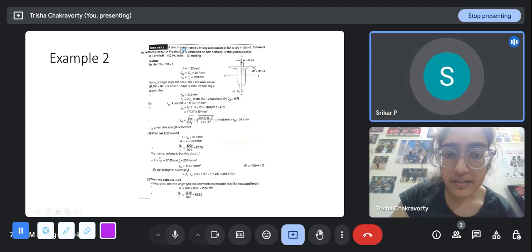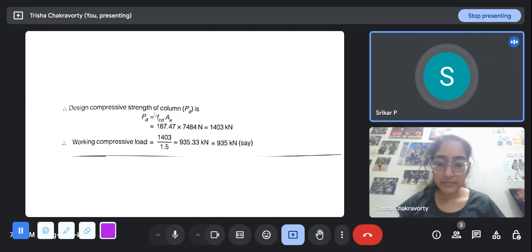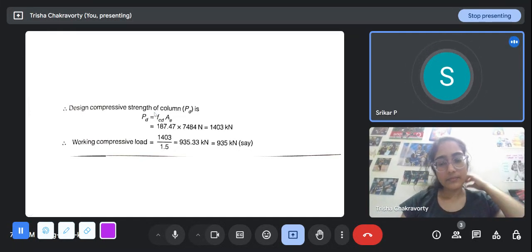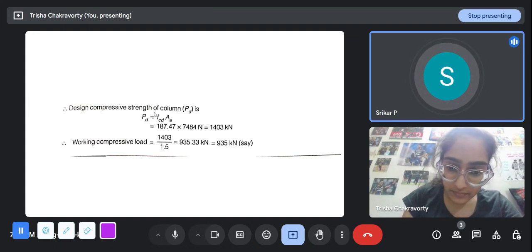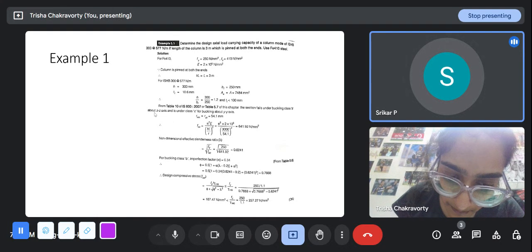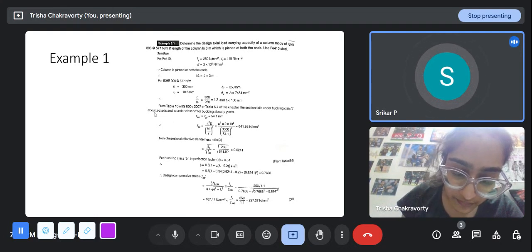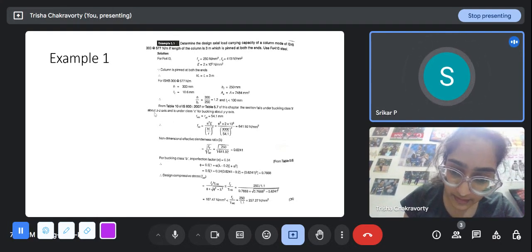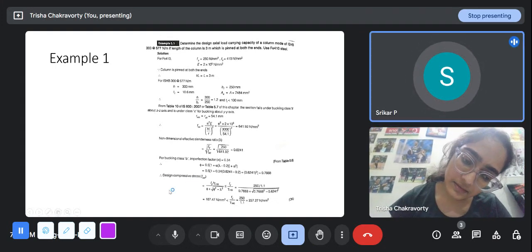One small thing. Yes, Pd value. What do we call that one? Compressive strength, I mean, Pd. What is compressive stress or compressive strength? Pd is the design compressive strength. Design compressive stress, yes.